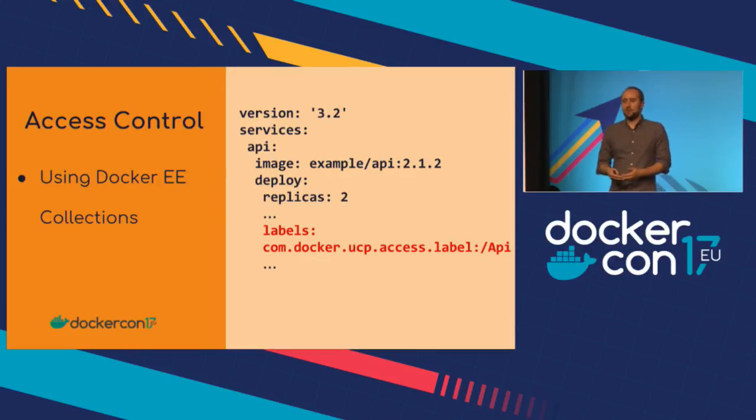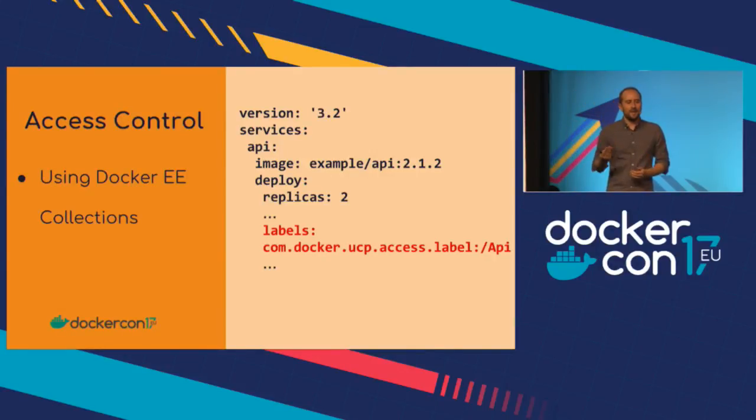So now you know how to deploy your service to production and how to update your service in production. You also have to make sure that your service is running on the right nodes, right? Because you have all the permissions attached to the node. So we use the feature in Docker EE to deploy a service to its right collection, so we can inherit all the permissions attached to the collection.